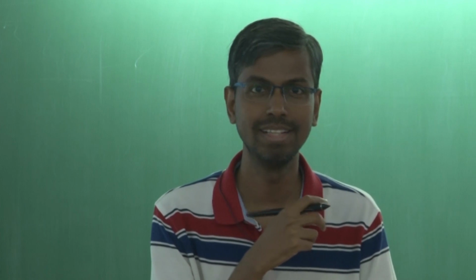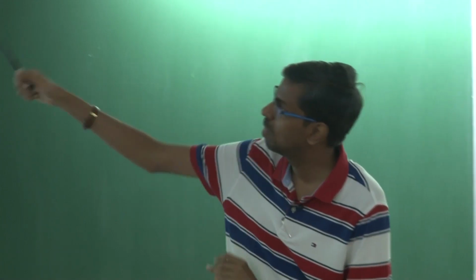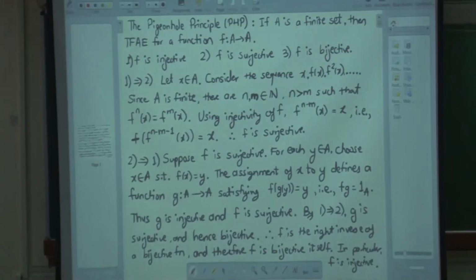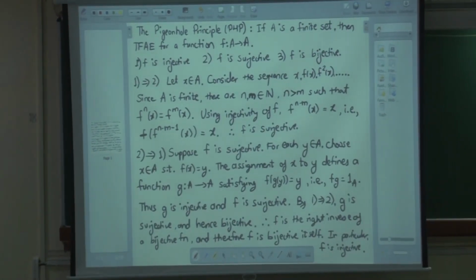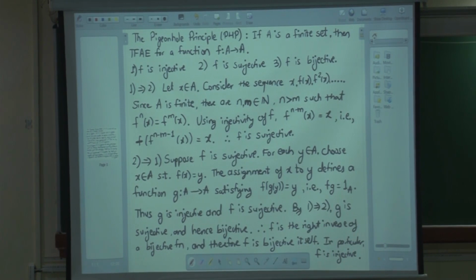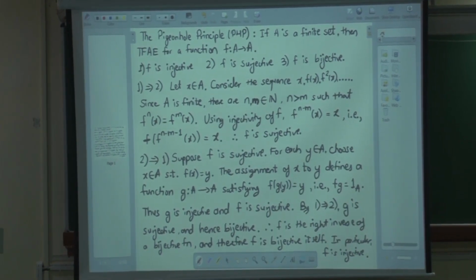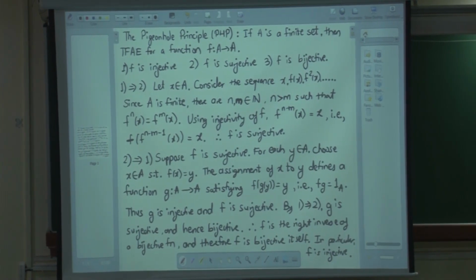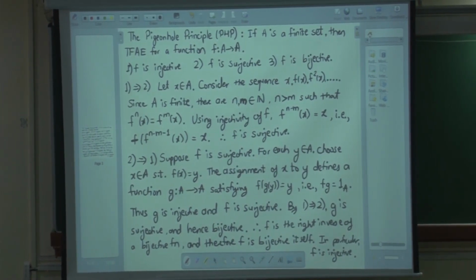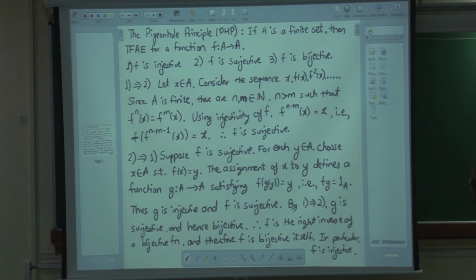Okay, let's start. There was a problem about the pigeonhole principle: a function from a finite set to itself is injective if and only if surjective. So here is a proof. Injective implies surjective, we did that already, but we need it also for the reverse part. So I have written the proof down. Hopefully you will take it down.